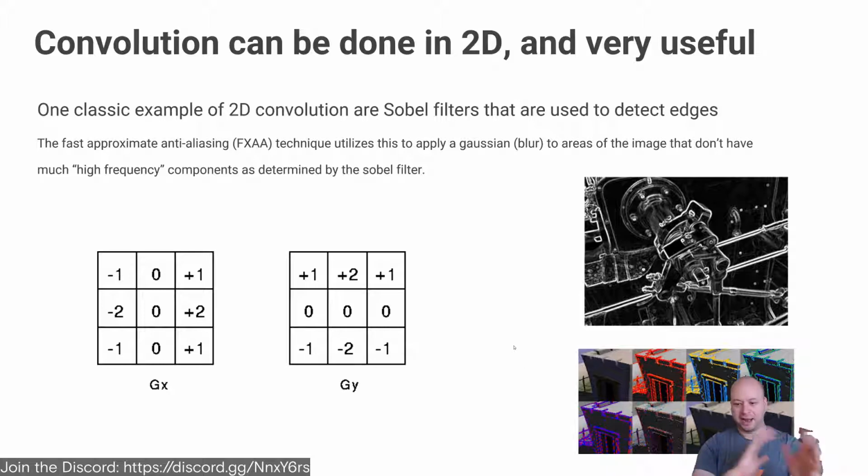What it does is it calculates the areas of high frequency in your image. And then in those areas, you don't do this approximate anti-aliasing, and everywhere else, you apply a Gaussian blur. And that approximates this thing. And so you can use this edge detector as a kind of mask for your Gaussian blur.